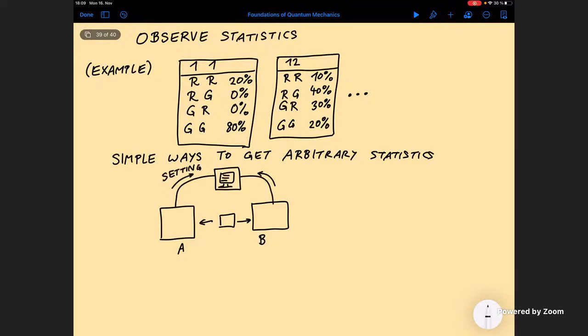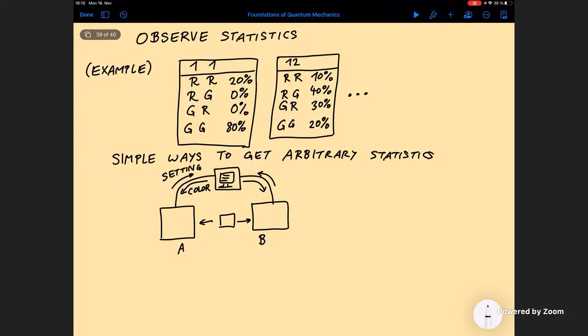And then the computer looks up in this table. You first provided a table of arbitrary probabilities that should be obeyed, looks up in this table and will produce this color combinations with the appropriate probabilities. Since it knows both the settings, it can do so. And then once it has done so, it will send back a signal to each of the stations A and B and tell it what should be the color, what should be the result that should light up. And in this way, you can really produce completely arbitrary statistics, and it's not very difficult.